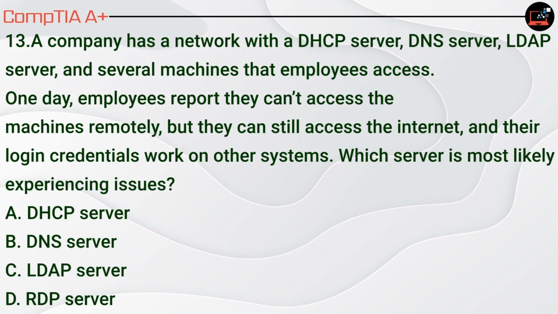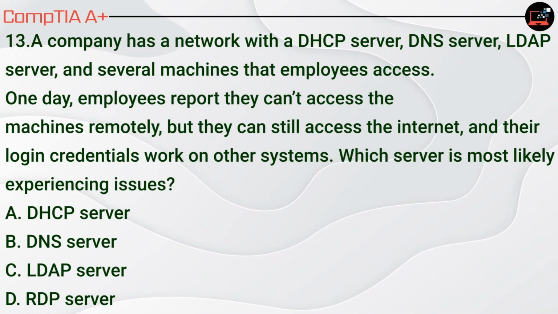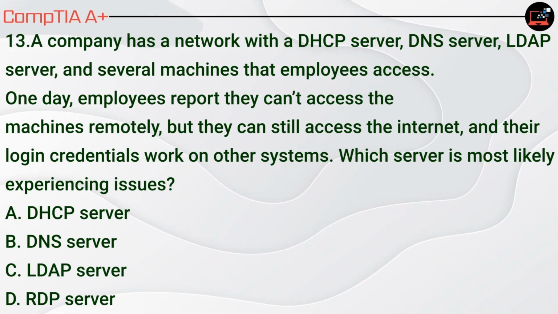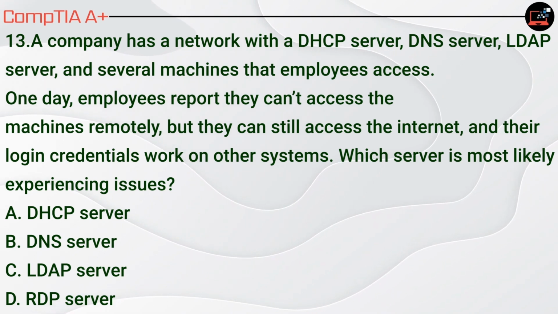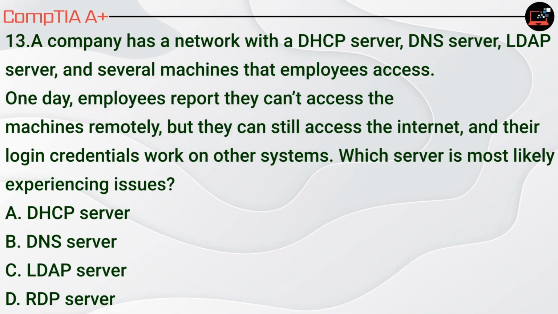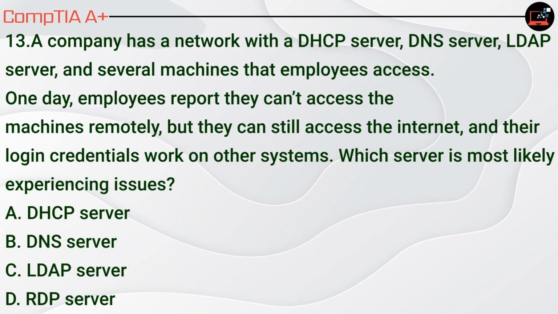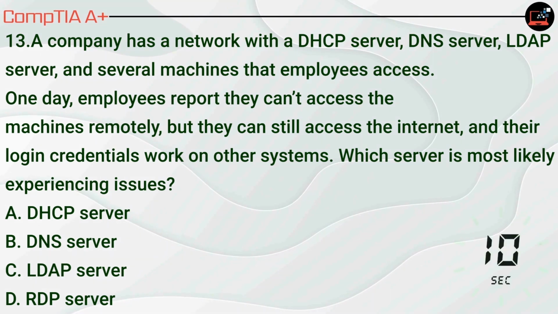13. A company has a network with a DHCP server, DNS server, LDAP server, and several machines that employees access. One day, employees report they can't access the machines remotely, but they can still access the internet, and their login credentials work on other systems. Which server is most likely experiencing issues? A, DHCP server, B, DNS server, C, LDAP server, D, RDP server.